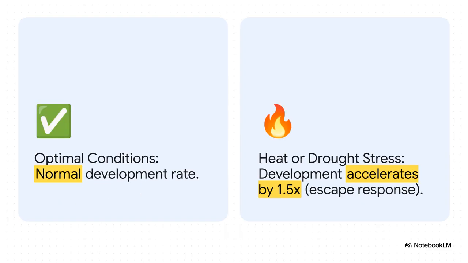Now, this next rule is one of the coolest parts of the whole simulation. You'd think stress, like too much heat or not enough water, would slow a plant down. But nope, the model actually captures this amazing biological trick called the escape response. When the plant gets stressed, it panics. It literally hits the accelerator and speeds up its development by 50%. It's a desperate gamble to try and reproduce before it's too late.